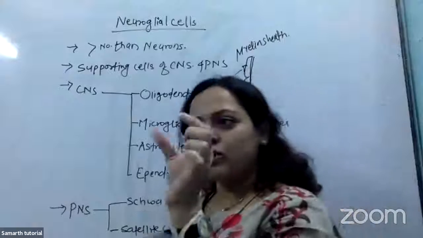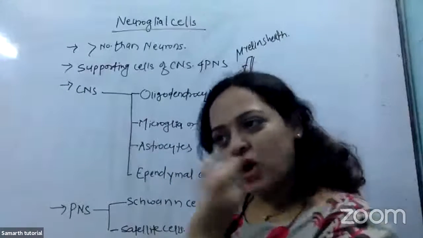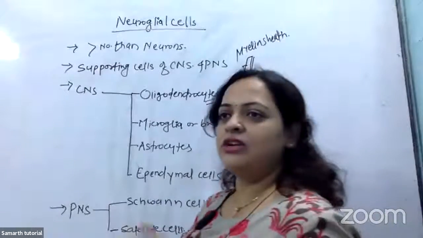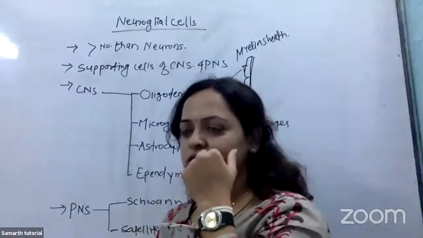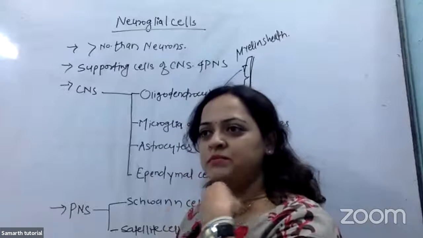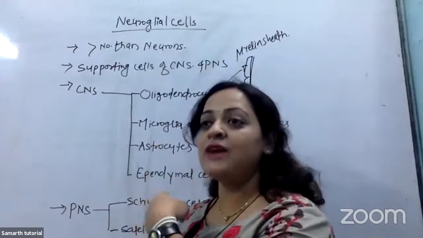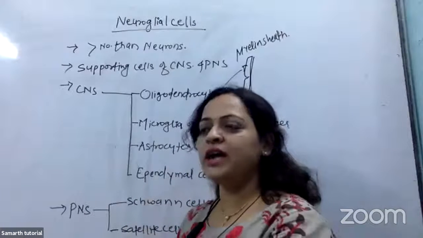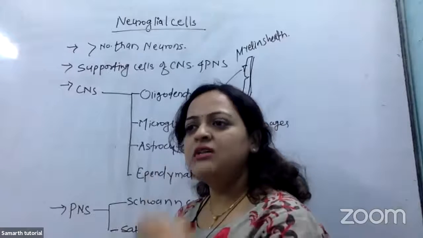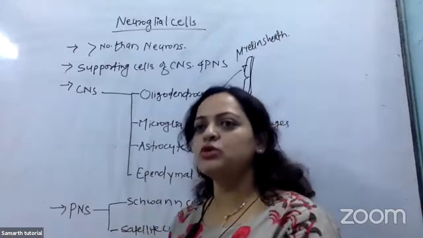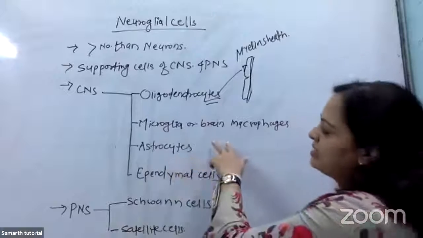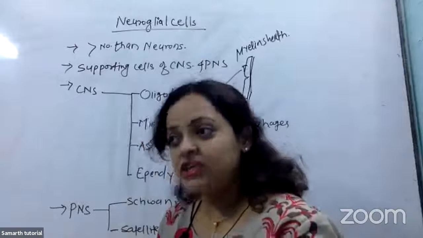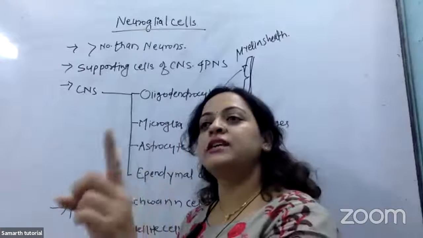Okay. Next is microglia, or brain macrophages. Microglia means what? Micro means small. These are small cells and they act as macrophages. You know what a macrophage is? Immune cells. Cells of the immune system. Macrophages are phagocytic cells. Yes, in your entire body also we find macrophages. Less in number, of course, but when they are required, they are produced more. Similarly, these microglial cells are the brain macrophages.